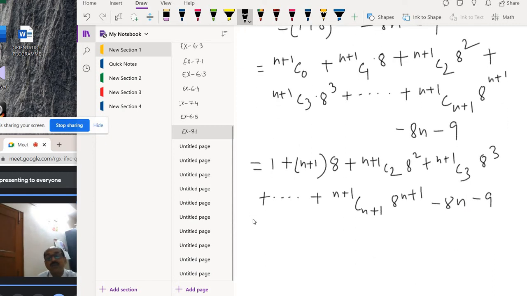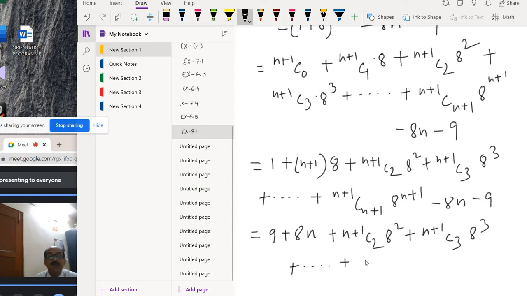Now 8n plus 8, and 8 plus 1, it is 9. So 9 plus 8n plus n plus 1 C2 into 8 square plus n plus 1 C3 into 8 cube, plus n plus 1 C n plus 1 into 8 to the power n plus 1, minus 8n minus 9.